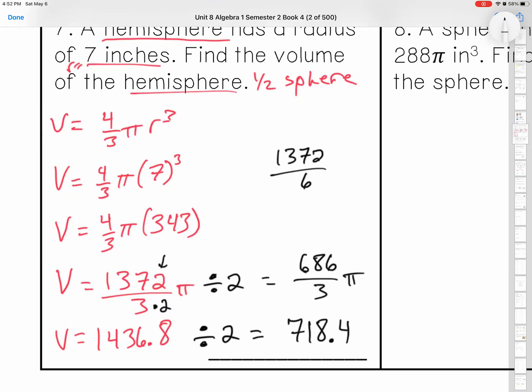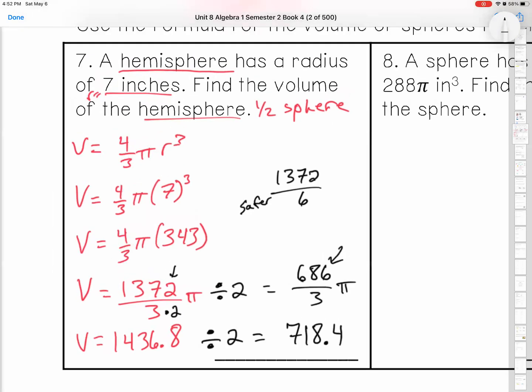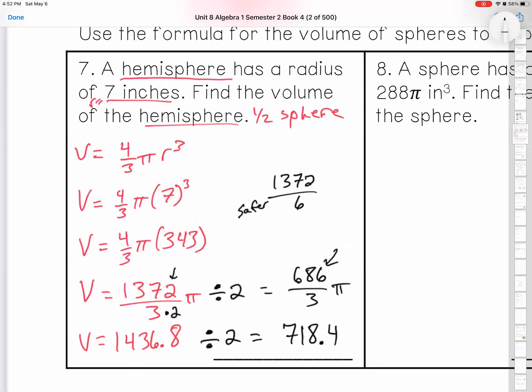So because it's even, you can kind of get away with just dividing the top number by 2. If it's odd, though, this is kind of a safer path. So yeah, those are our solutions. Again, this is a hemisphere, so you have to cut it in half at the end there. Okay, go ahead. Feel free to pause the video if you have any questions on 7.